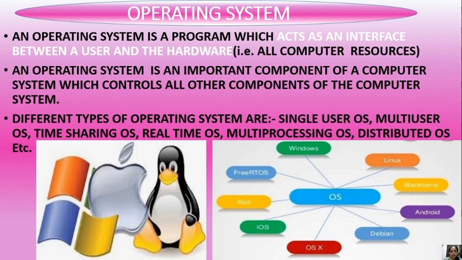Second point is an operating system is an important component of a computer system which controls all other components of the computer system. Third, different types of operating systems are single user, multi-user, time sharing, real time, multiprocessing, and distributed operating systems. So these are the types, and to operate a system, this operating system is required.